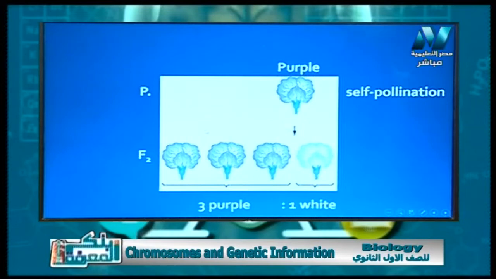To understand what he deduced from his experiments, at Mendel's time, he couldn't explain this result perfectly or accurately. But afterwards, when the scientists discovered the DNA and the chromosomes and the genes, we can explain the experiments in a good way. So let us do it in another way.